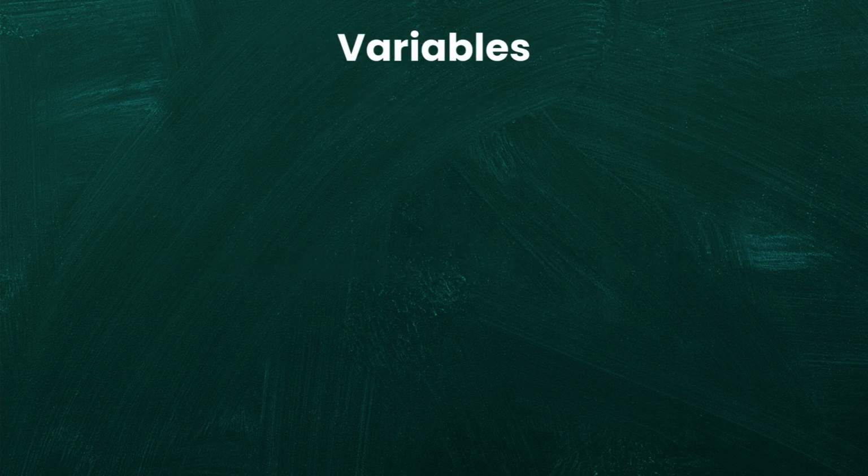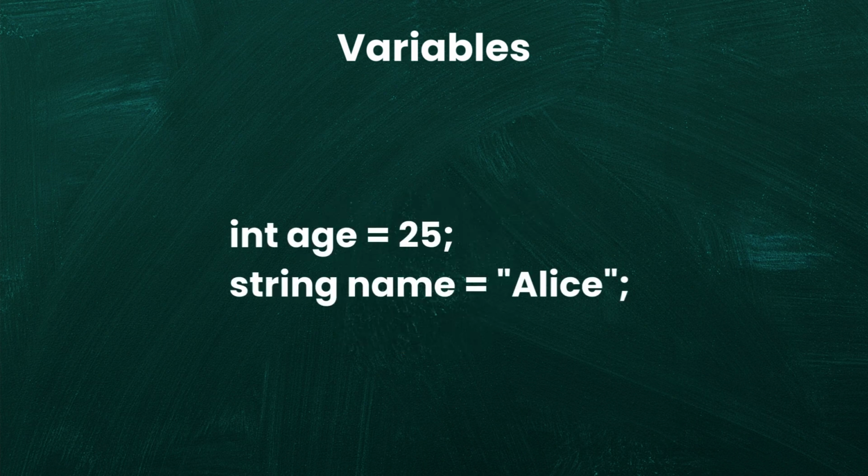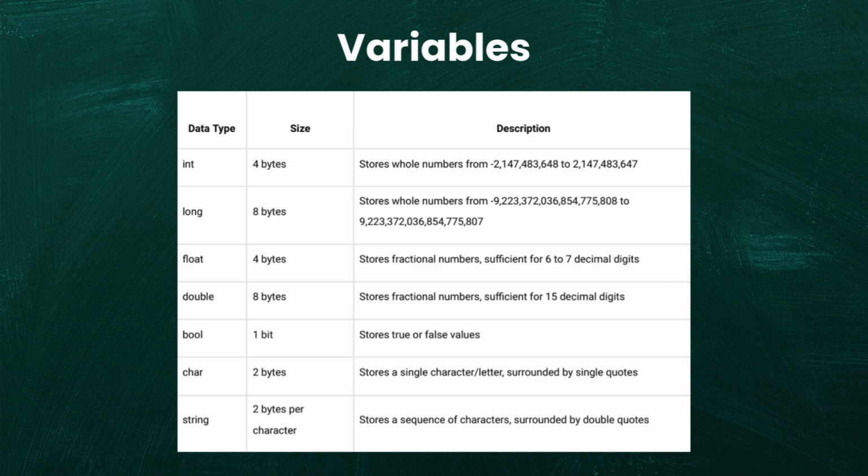Moving on to variables. Think of variables as labeled boxes that store information. In C#, you declare a variable with a type and name like this. Here, int holds numbers, while string holds text. Declaring a type, which is mandatory in C#, helps us avoid mistakes and ensures our program uses memory efficiently. These are all the other common data types in C#.